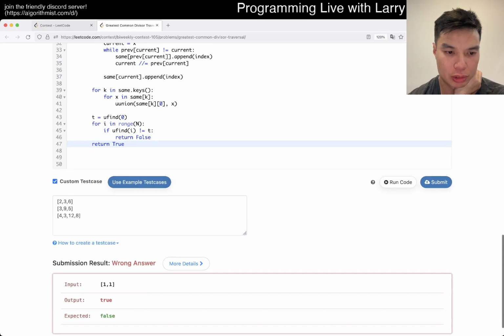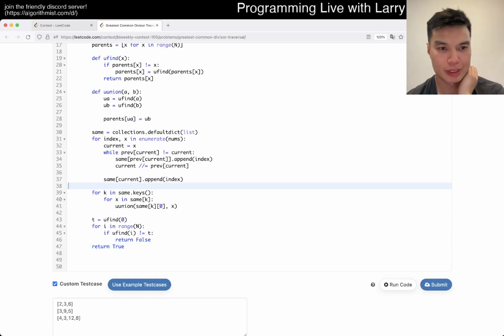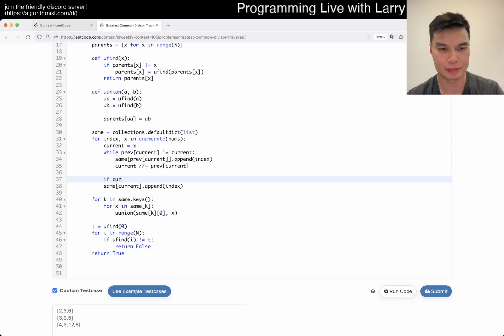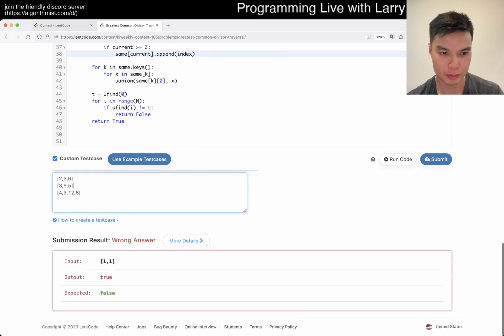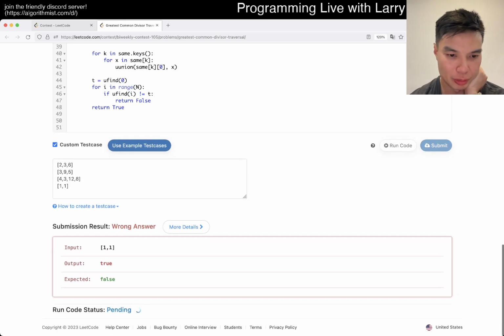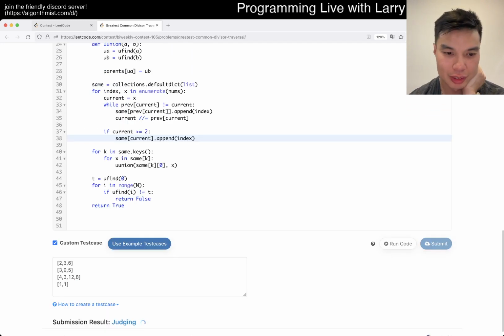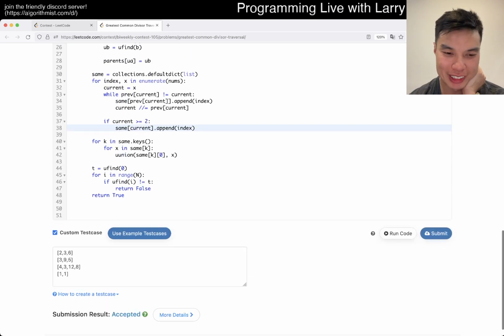I return true. Oh, because of this thing. I guess I just didn't really consider ones. I was just thinking about prime factorization. Okay. Please, no more edge cases. Okay.